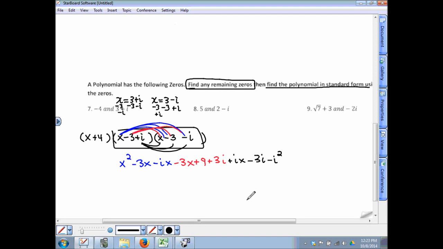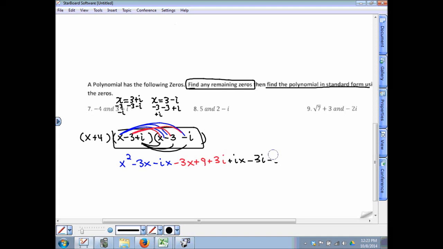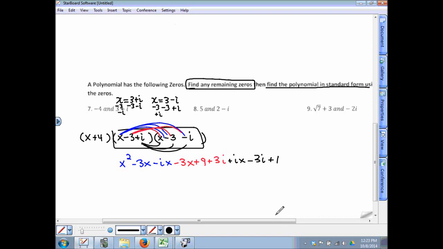So i squared is negative 1. So if you're subtracting i squared, you're really subtracting negative 1. And what happens when you subtract negative 1? So this is really a plus 1 at the end. Minus i squared is really plus 1. So that takes care of that i. What else happens here?